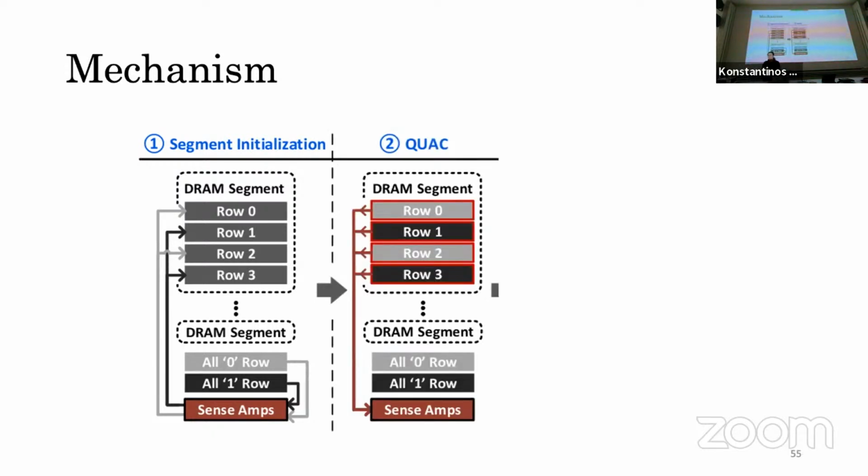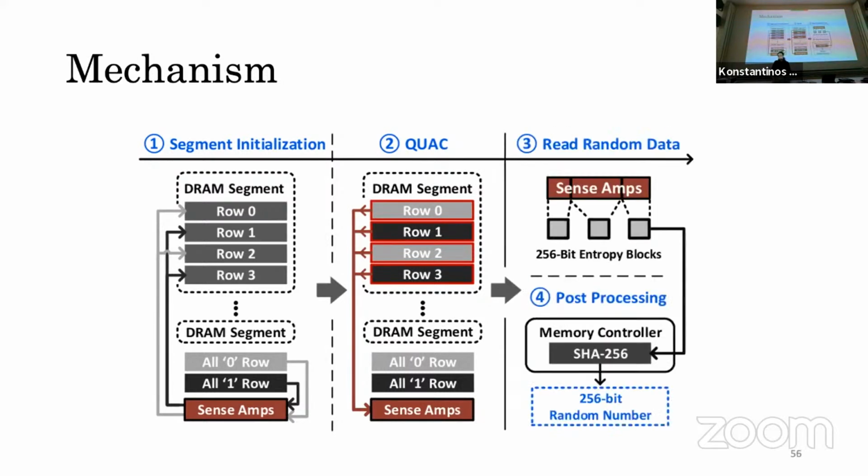Next, QUAC is actually performed on the 4 QUAC rows. And in the third step, the data is read from the sense amplifiers and grouped into 252-bit entropy blocks. These blocks are brought to the memory controller for post-processing in step 4. And for post-processing, the SHA-256 cryptographic hash function is used. The result of the whole procedure is a 256-bit random number.